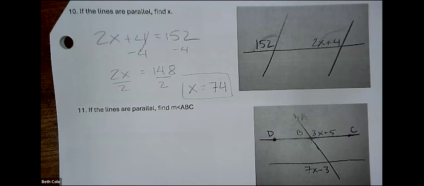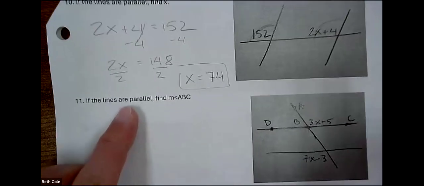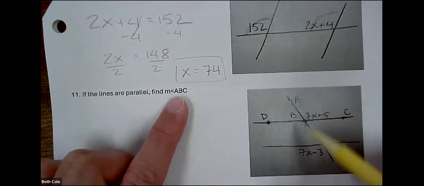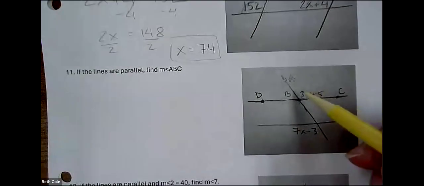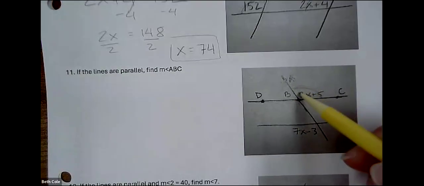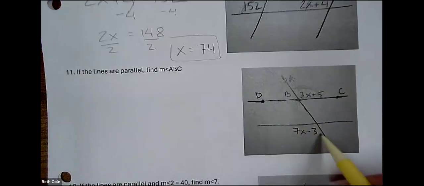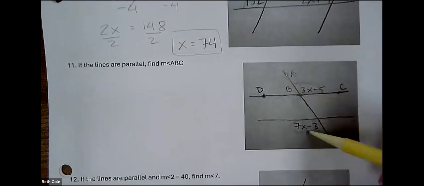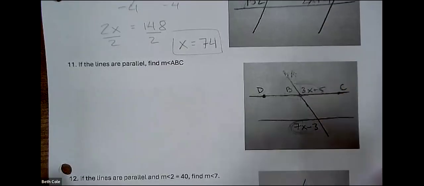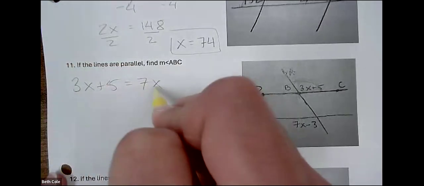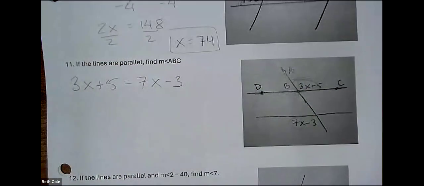Looking ahead, I am probably going to need the calculator for this one. All right, if the lines are parallel, find the measure of angle ABC. Are we going to set these equal, or add them to 180? Here's the first one: this 3x plus 5 is right here, and your 7x minus 3 is here. What kind of pair are they? Good, they're alternate. And alternate means that they are congruent. Perfect. So we're going to set them equal.